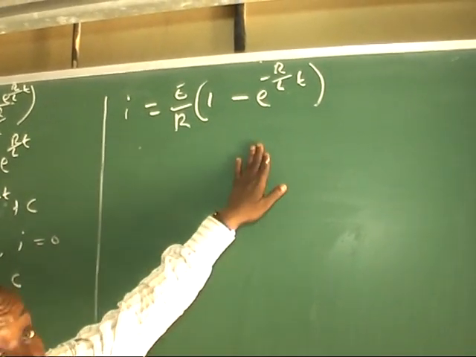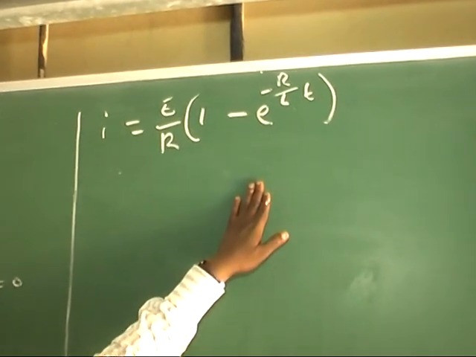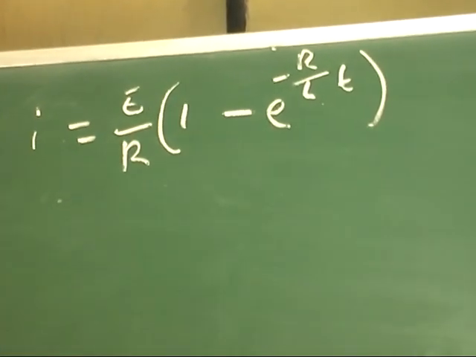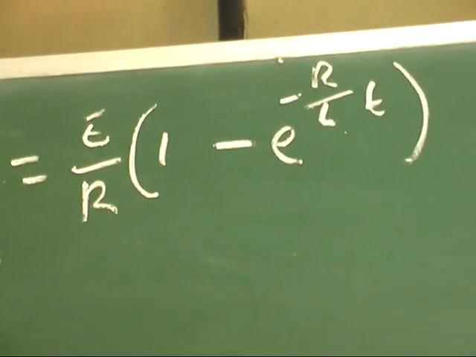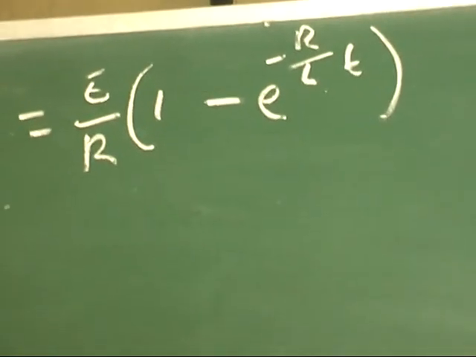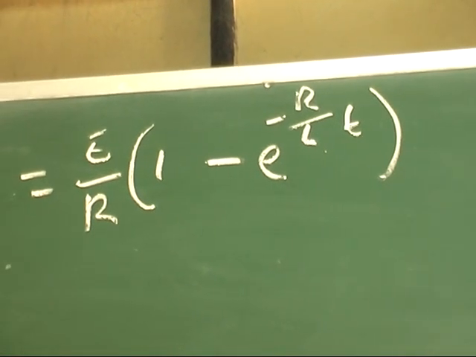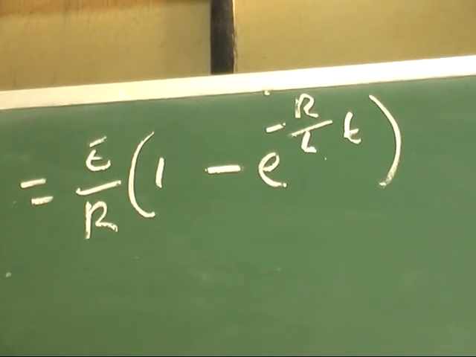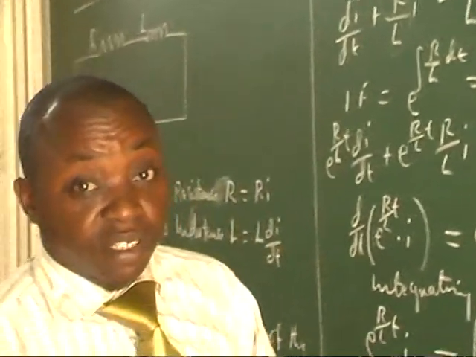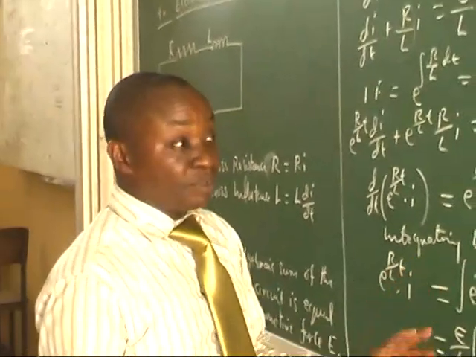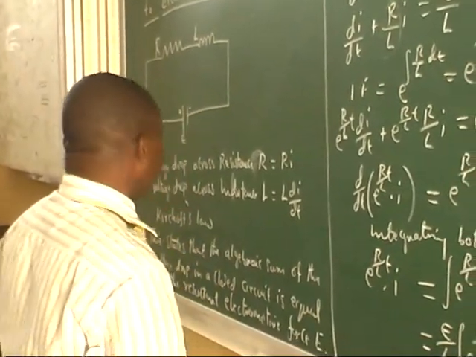Current will be given by this in an electrical circuit that contains a resistor and inductor. So this is how we can use it. But let's look at an example of it. It's very simple to follow when you know first order differential equation. Very simple to do. All right.